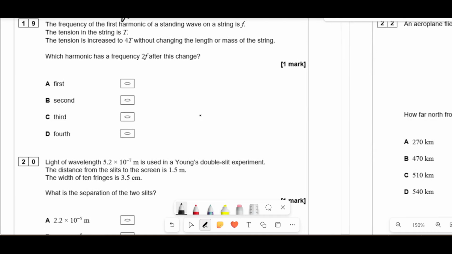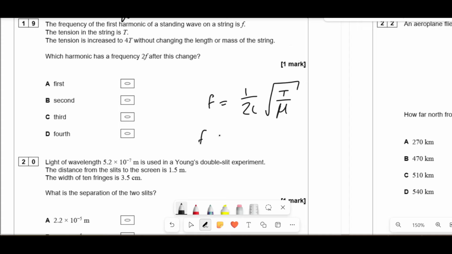The frequency of the first harmonic of a standing wave on a string is f. The tension in the string is T. The tension is increased to 4T without changing the length or the mass of the string. What harmonic has a frequency 2f after this change? So you can see that the first harmonic frequency, remember, is the lowest possible resonant frequency. The question's told you that the tension is increased without changing the length or the mass. So everything else has stayed the same.